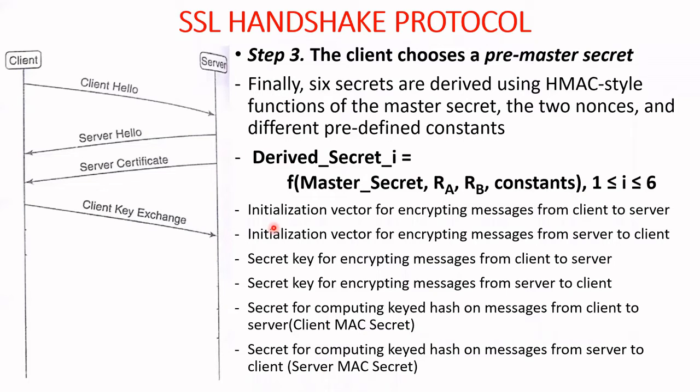So the master key is computed. From the master key, these 6 derived secrets are computed. This is what forms step 3.